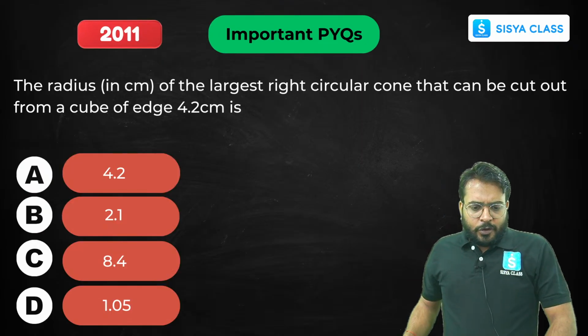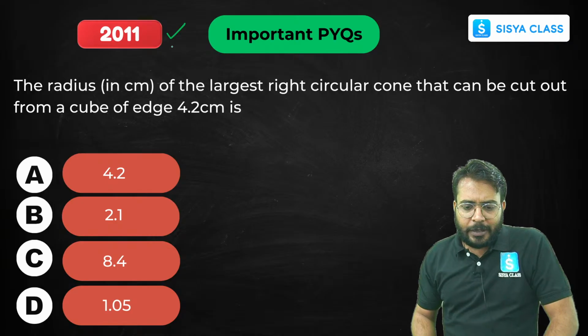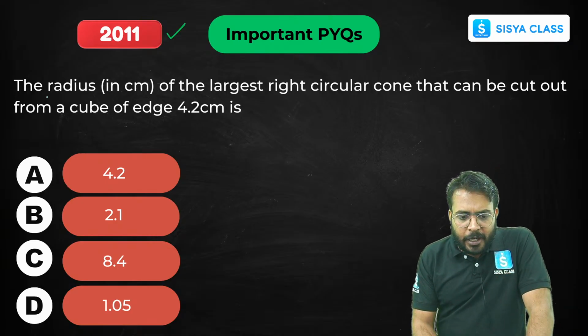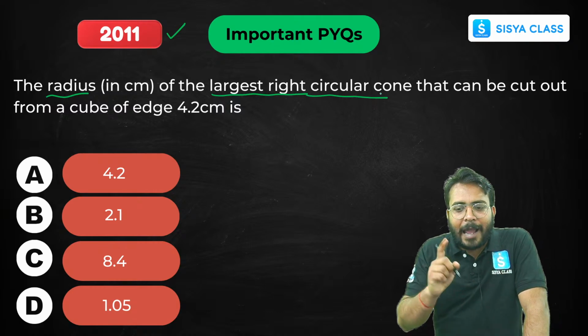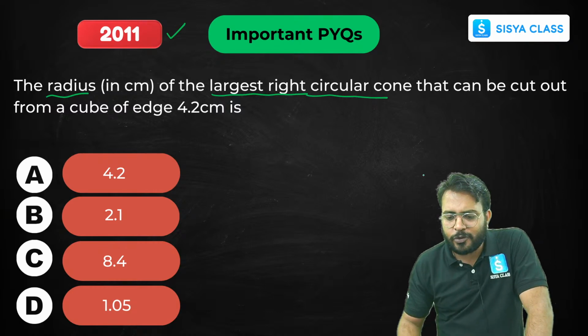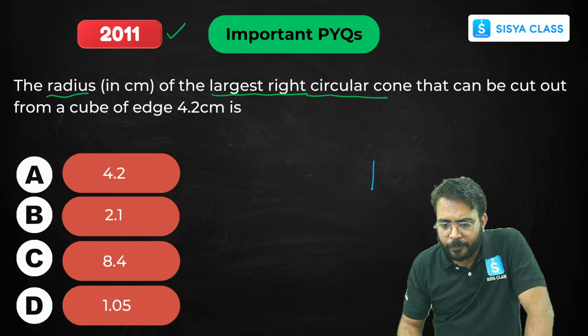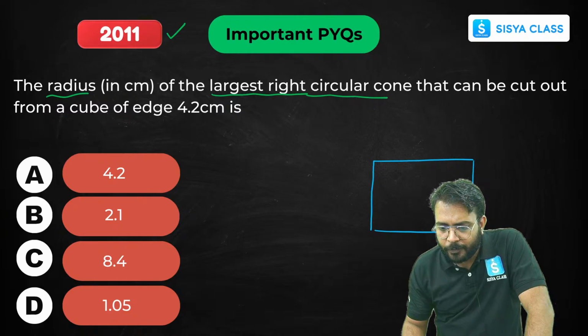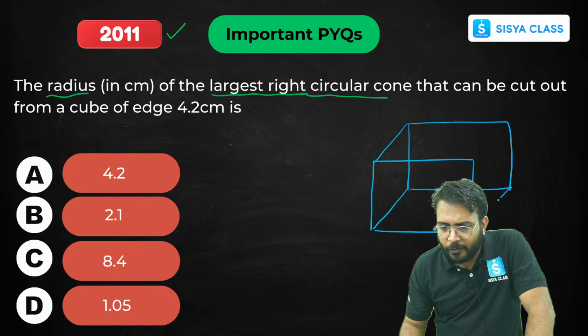So in 2011, this question has been asked. What they are saying: the radius of the largest right circular cone that can be cut out from a cube. Suppose you are having a cube. Let us draw one cube here, like this, in this shape. All right, I have drawn my cube.